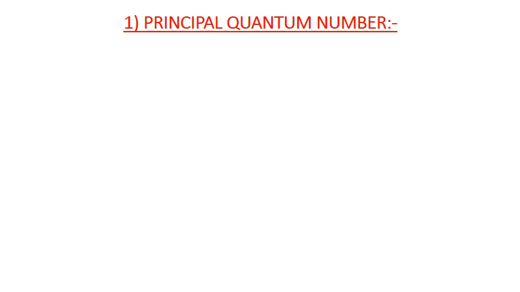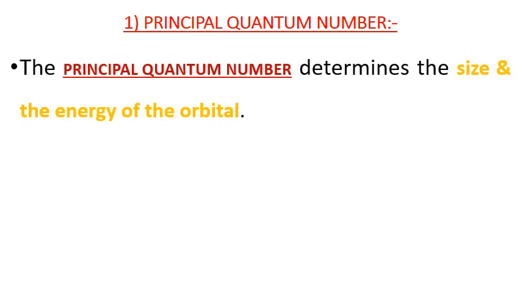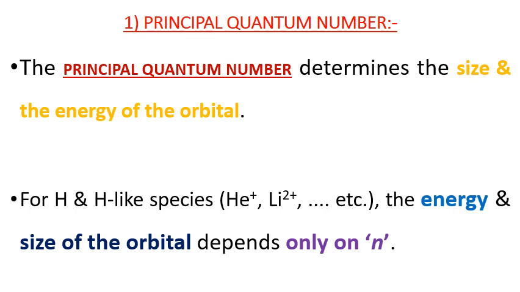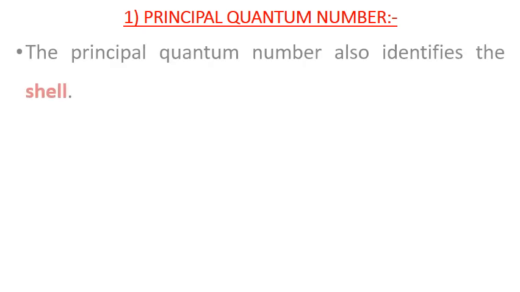The first quantum number is the principal quantum number. This quantum number determines the size and the energy of the orbital. For hydrogen and hydrogen-like species, for example He+ ion, Li2+ ion, the energy and size of the orbital depend only on the n value. The principal quantum number also identifies the shell.